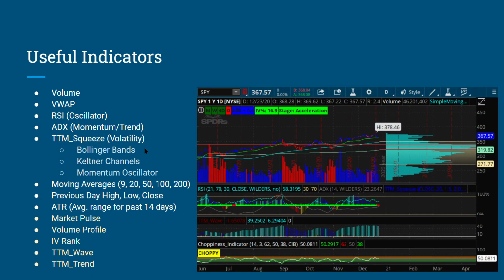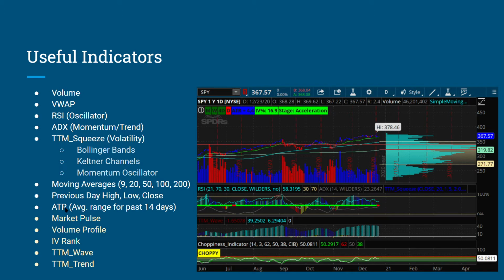Technical indicators. These are some of the most popular indicators and ones that I personally like and use or will look at from time to time for swing trades. We're looking at volume, VWAP for day trading specifically, that's the volume weighted average price, RSI, ADX, and the TTM squeeze, which is a combination. It's one indicator that combines these three indicators. Bollinger Bands has to do with standard deviation, so it kind of has the aspect of volatility and statistics built into the indicator itself. Moving averages, previous day high and low, especially for day trading specifically.